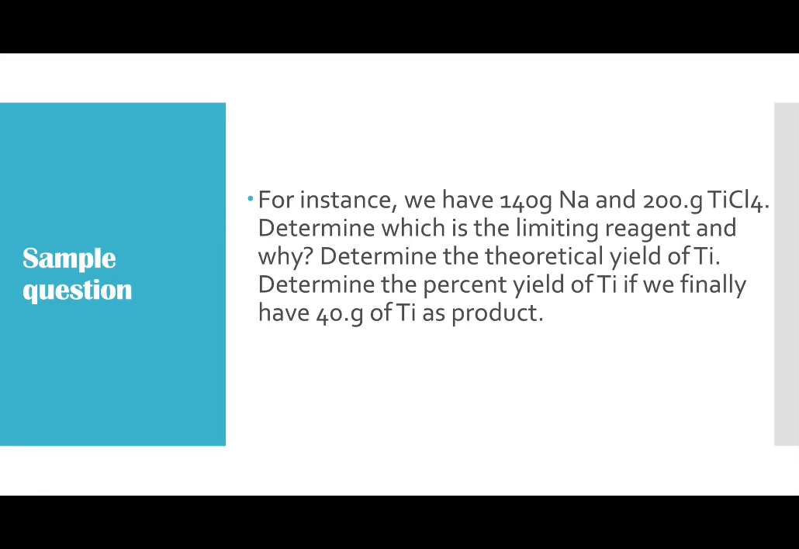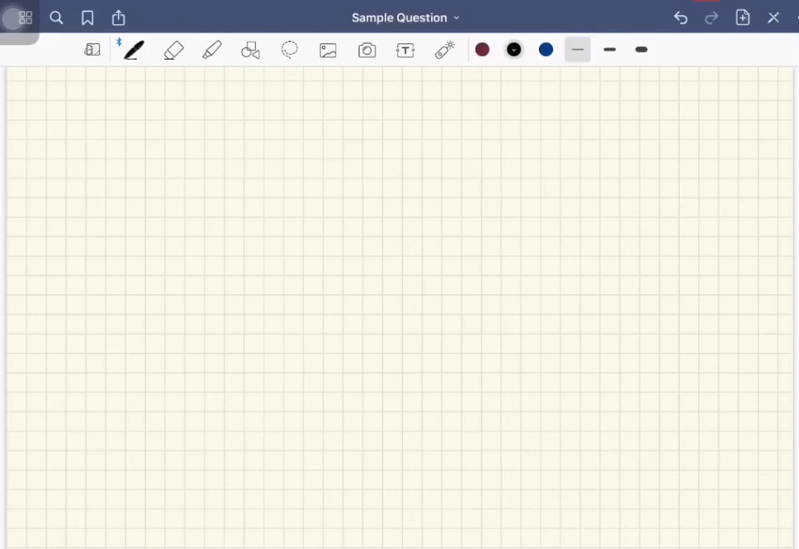Now I will show you my process to solve this practice example. So to solve this question, we can start from getting the molar mass of sodium and titanium tetrachloride. We can just use the molar mass of sodium from the periodic table. And for titanium tetrachloride, we need to add the molar mass of titanium and 4 times the molar mass of chlorine from the periodic table.